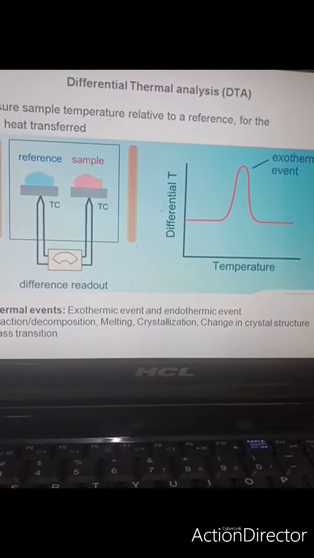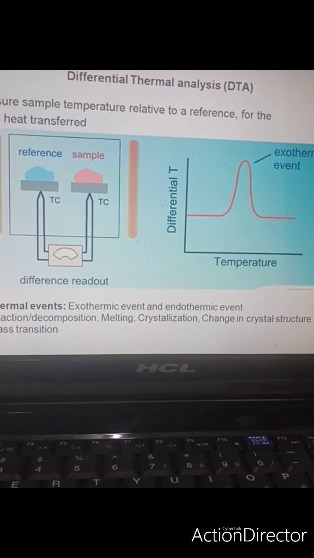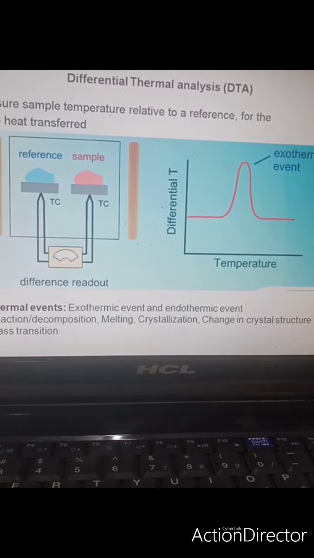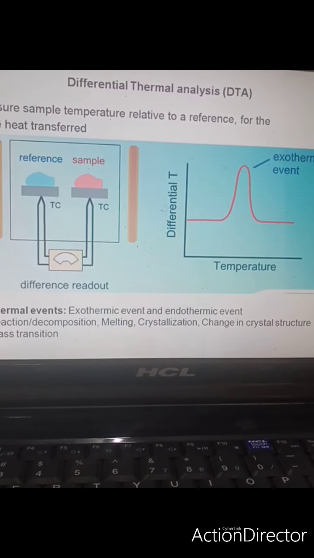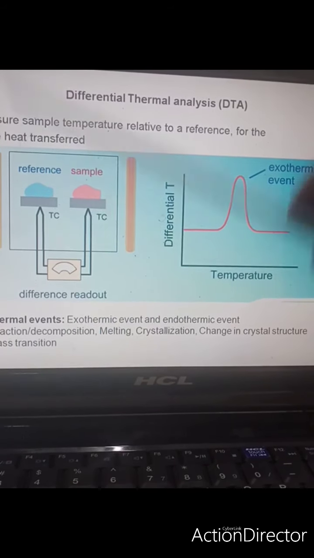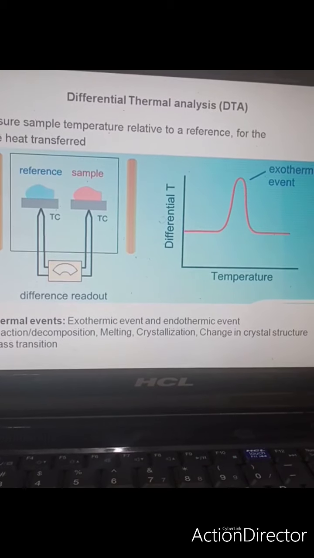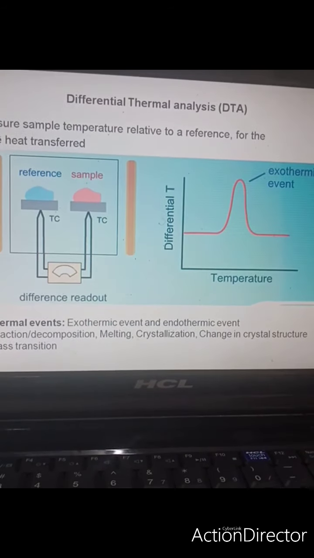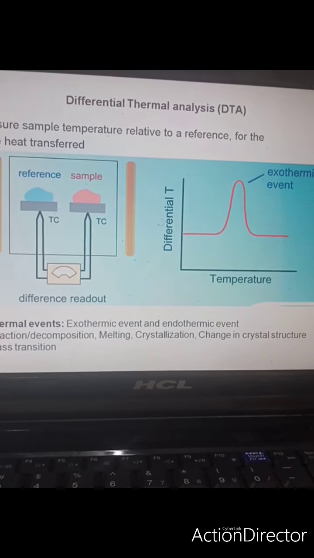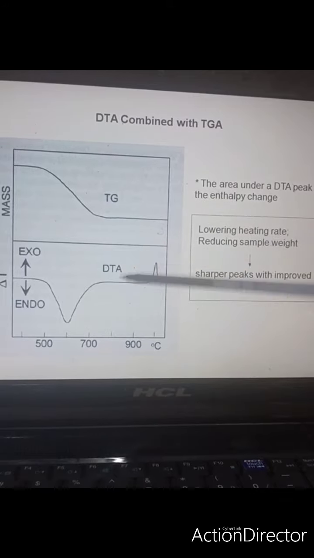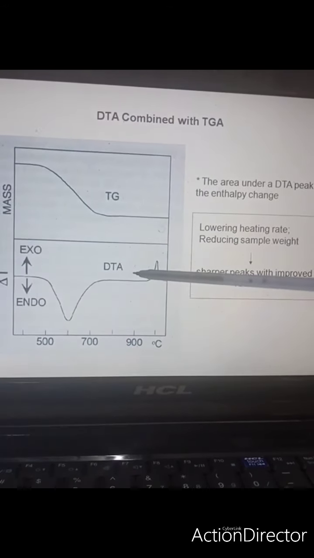In differential thermal analysis, we will be taking one reference also with respect to the sample, and it will be subjected to the same procedure. As you can see here in the diagram, along with the sample, we are taking a reference also, and the difference in the temperature will be measured. So this is a comparative curve which we are getting.